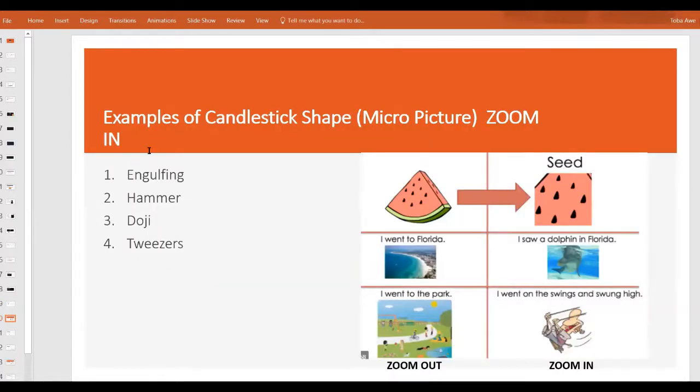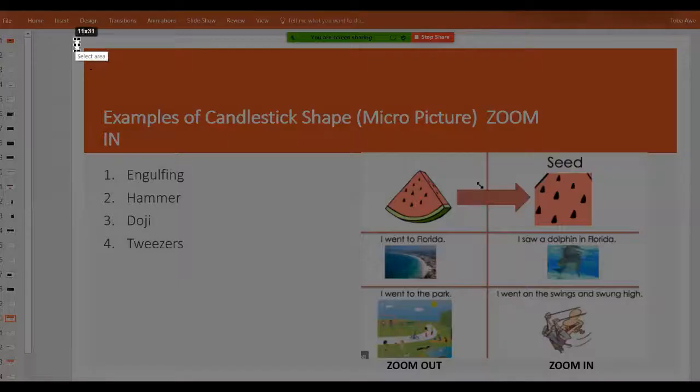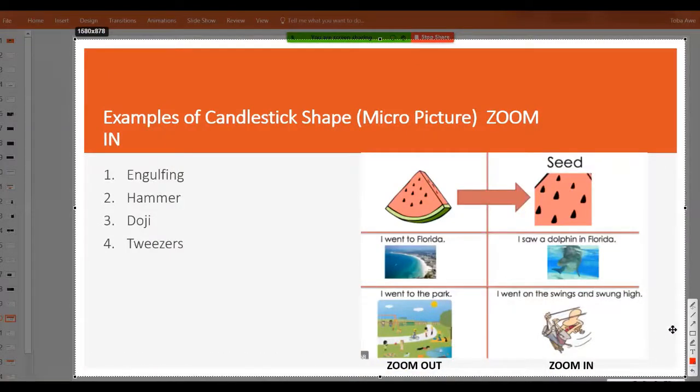All right, so let's look at examples of candlestick shape. It's also called pattern, but for me, I prefer to call it shape because it's like a micro picture of the candlestick. You're looking at each individual candle. Okay, so it's a micro picture. You're zooming in into a single candle. This picture is just to explain something for us. Zoom in and zoom out.